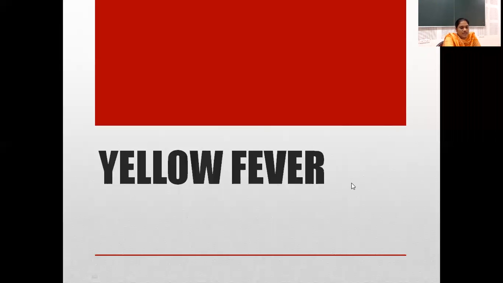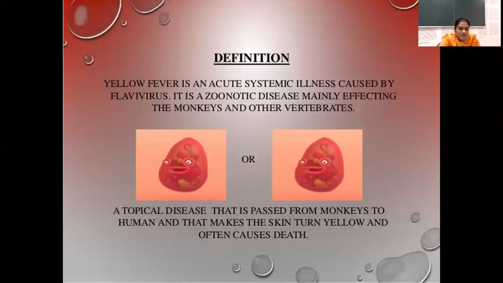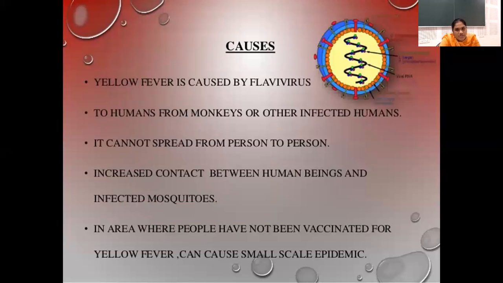The next topic is yellow fever. Yellow fever is an acute viral hemorrhagic type of fever caused by the flavivirus. It mainly affects the monkeys and other vertebrates. The tropical disease is passed from the monkeys to the humans. It is most commonly seen in Africa. Yellow fever, flavivirus is the cause.